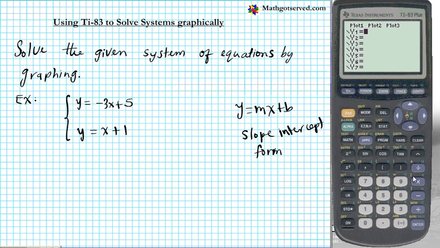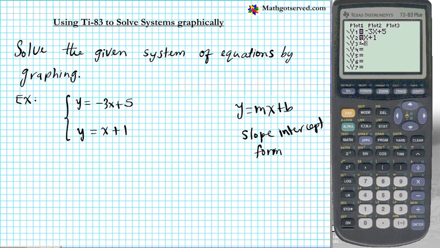Let me do it again. So we have negative 3, and then you press this button right here. The default value is x plus 5. Alright, enter. So there goes your first graph. And then for your second graph, it's simply x plus 1. Enter. Alright, so you have these two graphs.